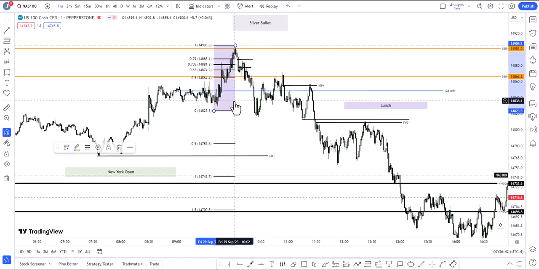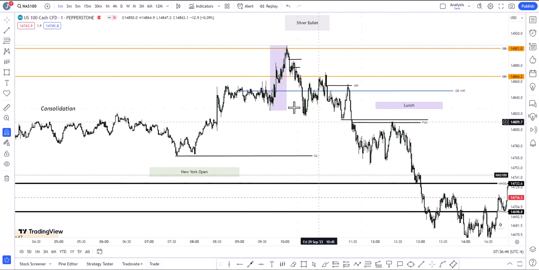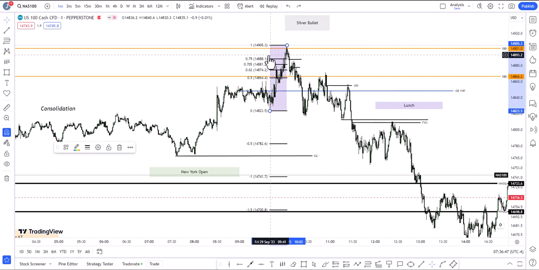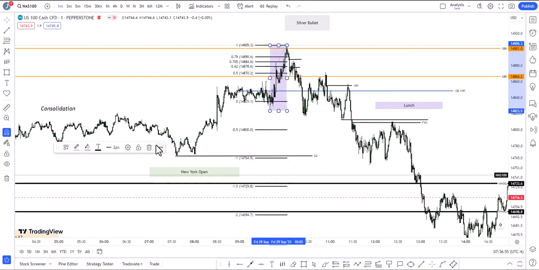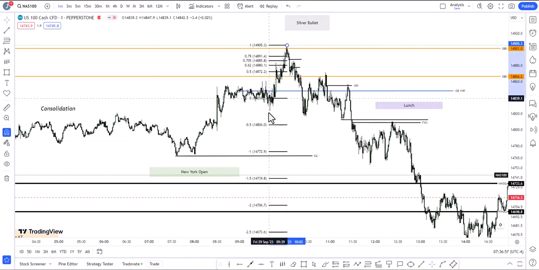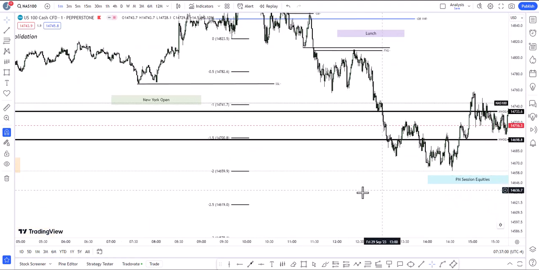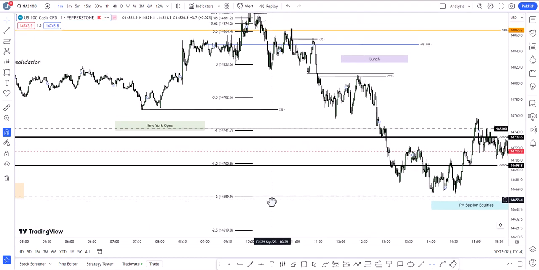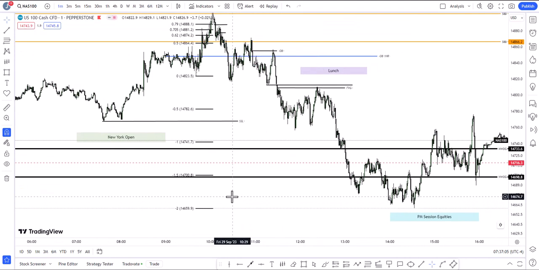Take my Fibonacci. Oh shit. Right, I'm gonna have to get rid of that. As you can see, literally just got 2 standard deviations to the tick. So that's 14659.9. The low on that candle is 14660.5. So literally tagged it just by a little bit.